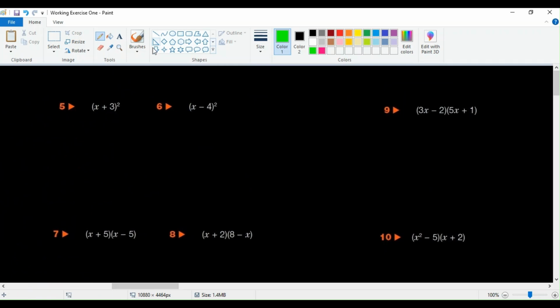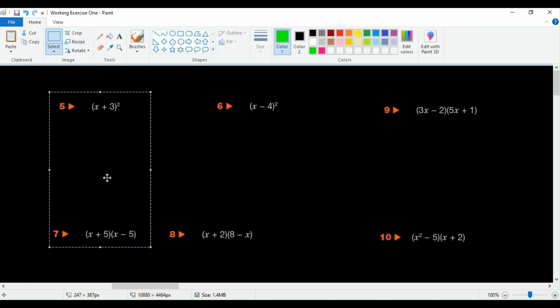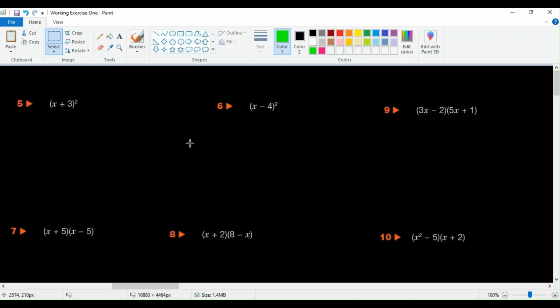Now comes question number 5. I will push it a little further. So this question is going to be somewhere here, to get a little space. Now changing pen color. So x plus 3 square means x plus 3 is multiplied by itself two different times.